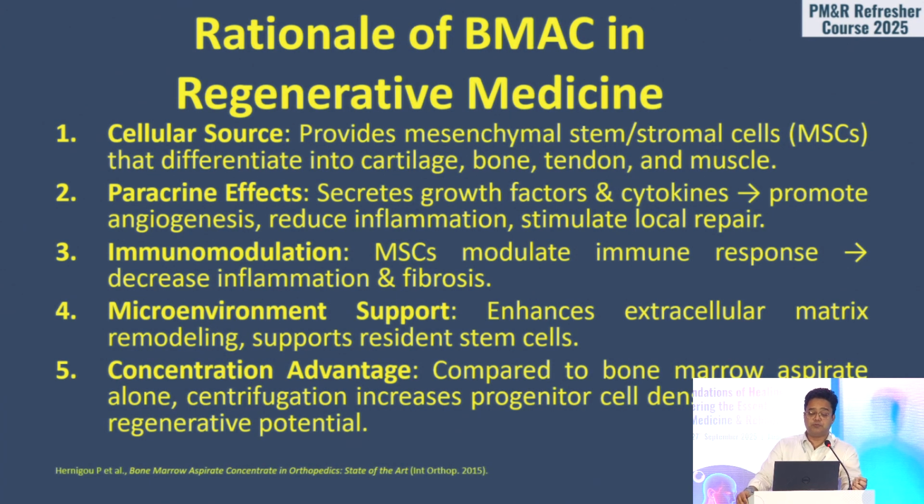Now, the rationale of BMAC in regenerative medicine. Cellular source: provides MSCs that differentiate into cartilage, bone, tendon and muscle. Paracrine effect: secretes growth factors and cytokines which promote angiogenesis, reduce inflammation and stimulate local repair. Immunomodulation: MSCs modulate immune response, decrease inflammation and fibrosis. Microenvironment support: enhances extracellular matrix remodeling and supports resident stem cells. Concentration advantage: compared to bone marrow aspirate alone, centrifugation increases progenitor cell density and gives stronger regenerative potential.